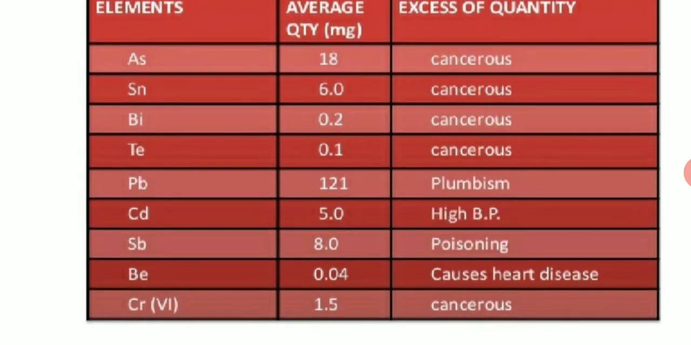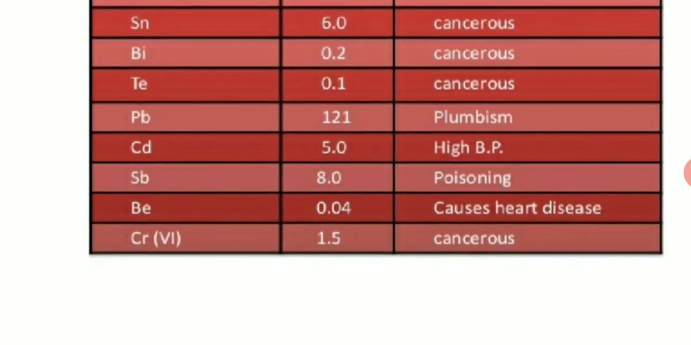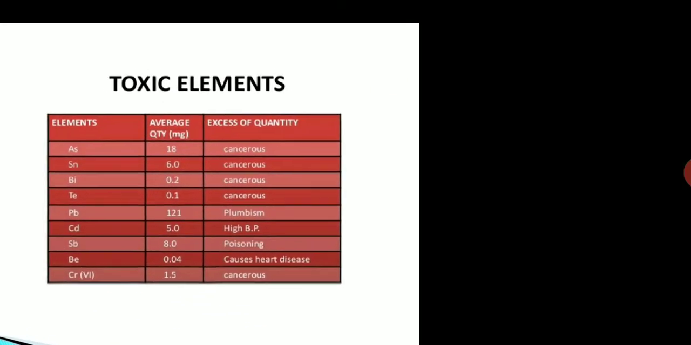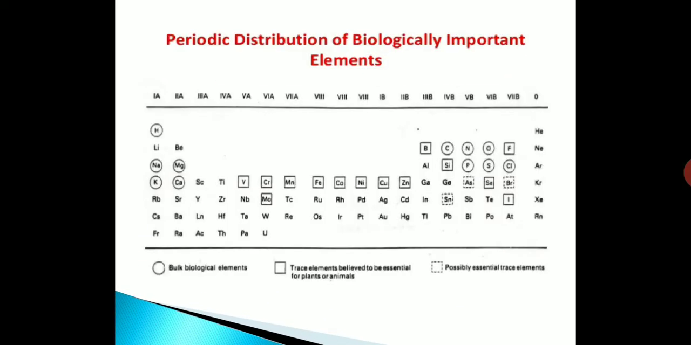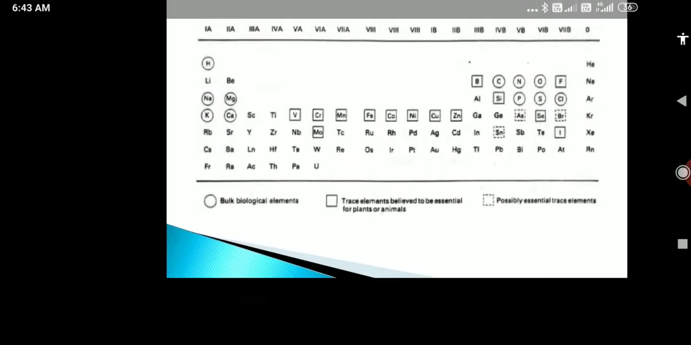Cadmium, the quantity being 5.0, it causes high BP. Antimony, the quantity being 8.0, and it causes poisoning. Beryllium, the quantity being 0.04, and it causes heart disease. Chromium, the quantity being 1.5, it is also cancerous. The periodic distribution of biologically important elements is shown in this slide.